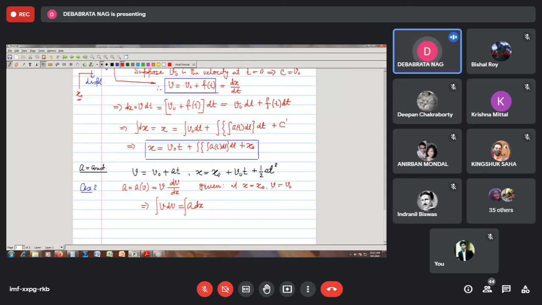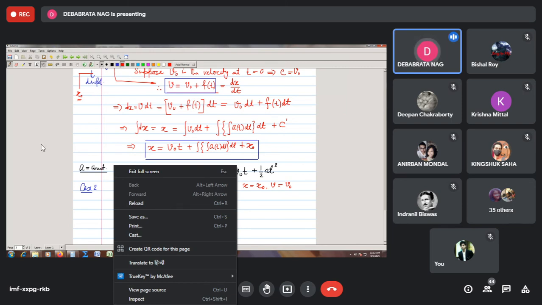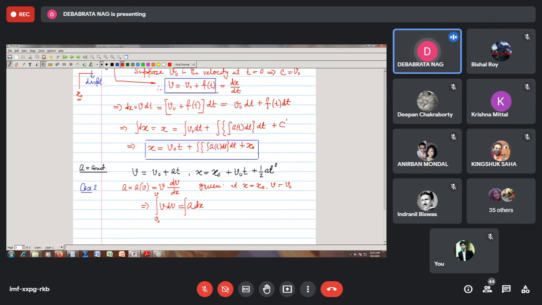What I do, instead of doing it in this way, I just apply the concept of definite integral. I integrate it between the limits from v0 to v, and this one from x0 to x. Now I assume that at x equal to x0, v equal to v0 is given, and when x becomes equal to x, that means an arbitrary displacement, v becomes equal to v. Correct? So alternatively, in a short form, I could have written it this way, and ultimately I can see from here that v square minus v0 square becomes equal to 2 times the integration from x0 to x of a dx.